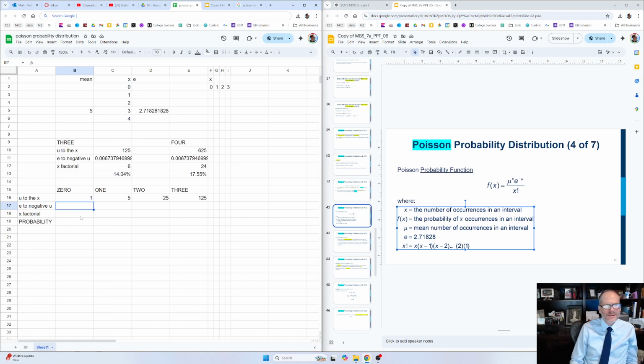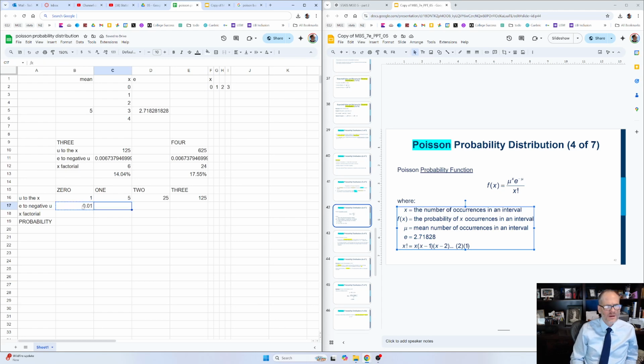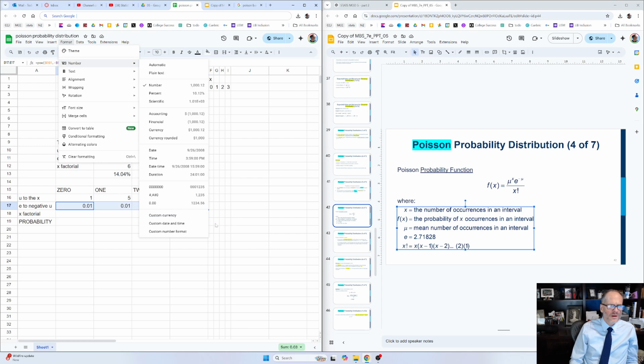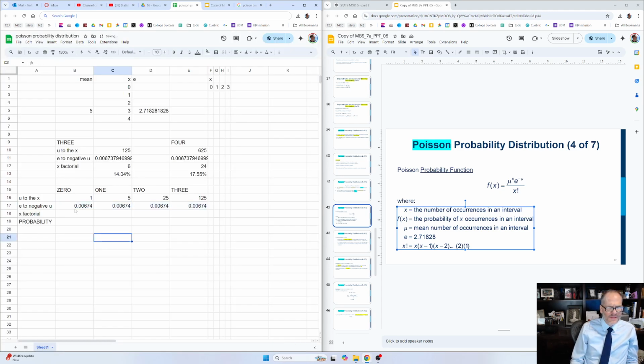And then we have e to the negative u, so we're going to do equals pow, and it's going to be e, and we're going to hold that constant, to the negative u, and that one is going to be held constant too, right? Because we have e to the negative lambda, or mean, because lambda is equal to variance in Poisson. So just put that in, and then we can format that number. We need more decimal places, so we're going to go to format, number, custom number format, and add 5 decimal places. There we go. Wow, it's all 0.064.